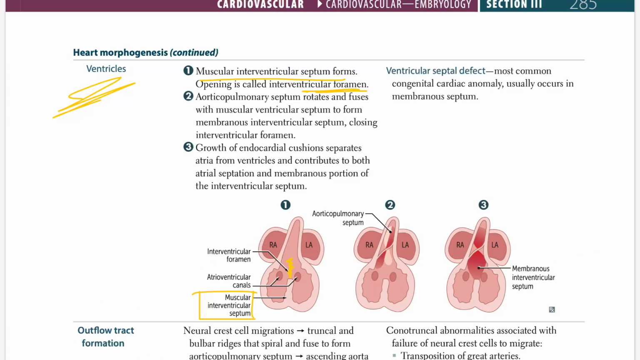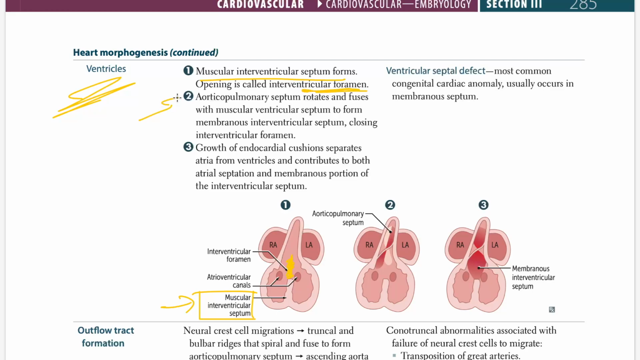Somebody was asking for PFO versus VSD. We're talking about VSD right now. We'll see how they're different, and I'll explain that. So we have a muscular interventricular septum here, and interventricular foramen is here, right? This is the foramen. Opening within the ventricles is called interventricular foramen.